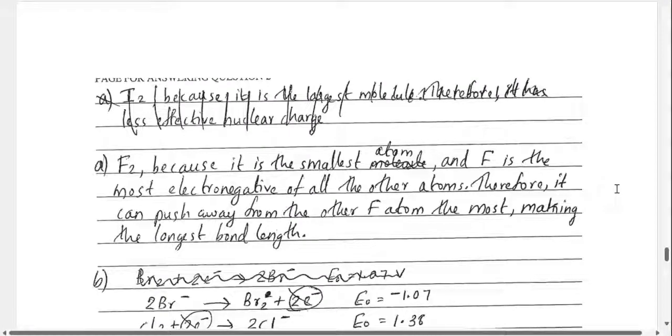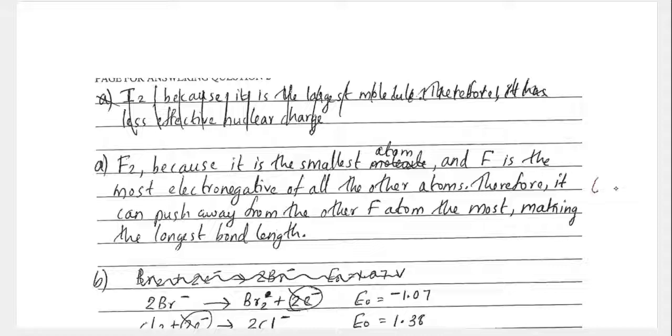If you do something like that, they're going to go with your answer that's not crossed out, even if your original answer was correct. So the answer they eventually went with was F2, which we know is not correct because it is the smallest atom, and F is the most electronegative of all the other atoms. Therefore, it can push away from the other F atom the most, making the longest bond length. Okay, so yeah, it turns out that's not how it works.